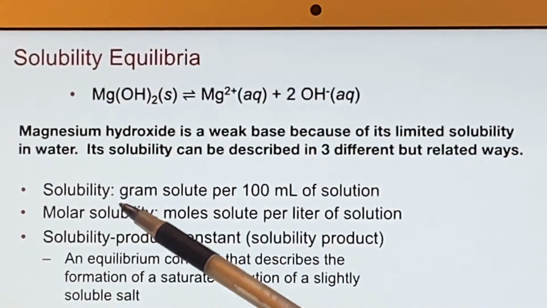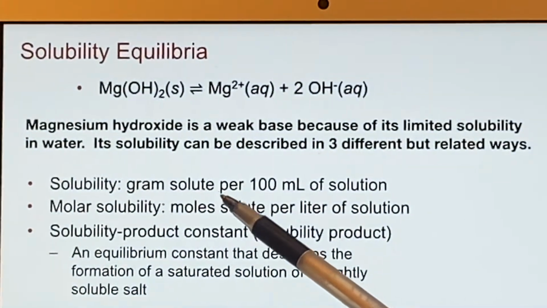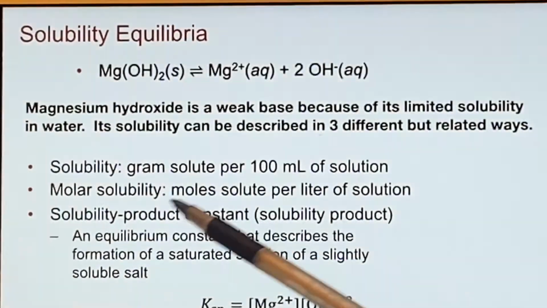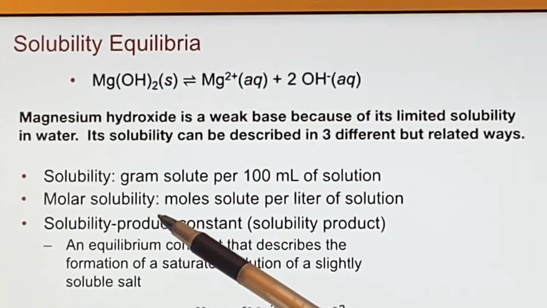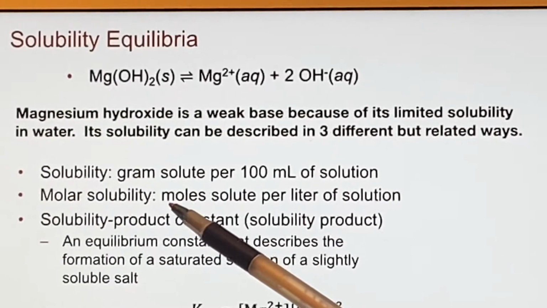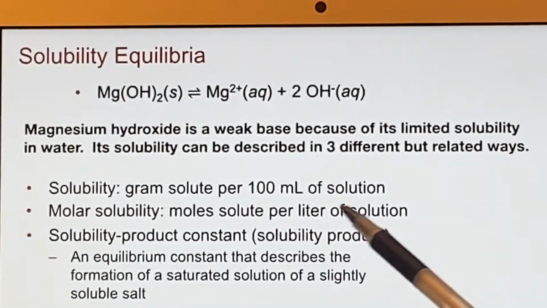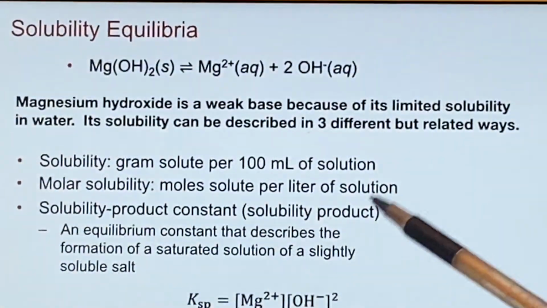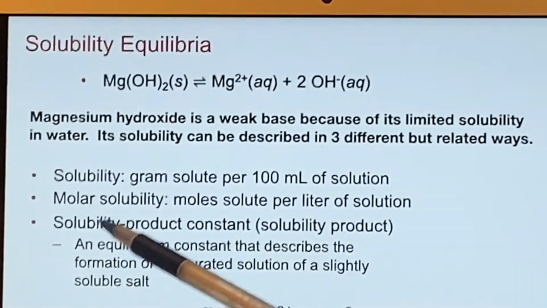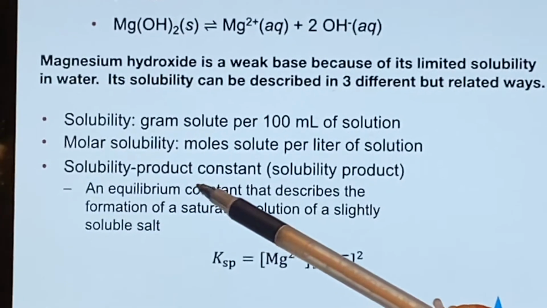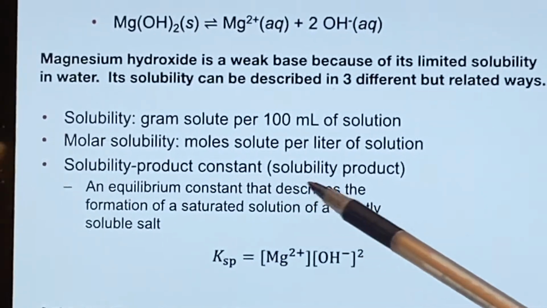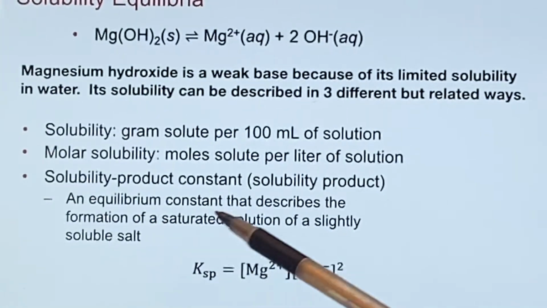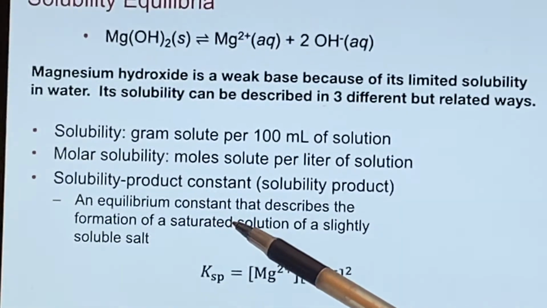We could simply describe how many grams will dissolve in 100 milliliters of solution. We could do a molar solubility and describe how many moles of solute will dissolve in a liter. That sounds more chemistry-like, doesn't it? And lastly, we could use the solubility product constant. We often just call it the solubility product. Uh-oh, it's another equilibrium constant. Did we not have enough of these yet?